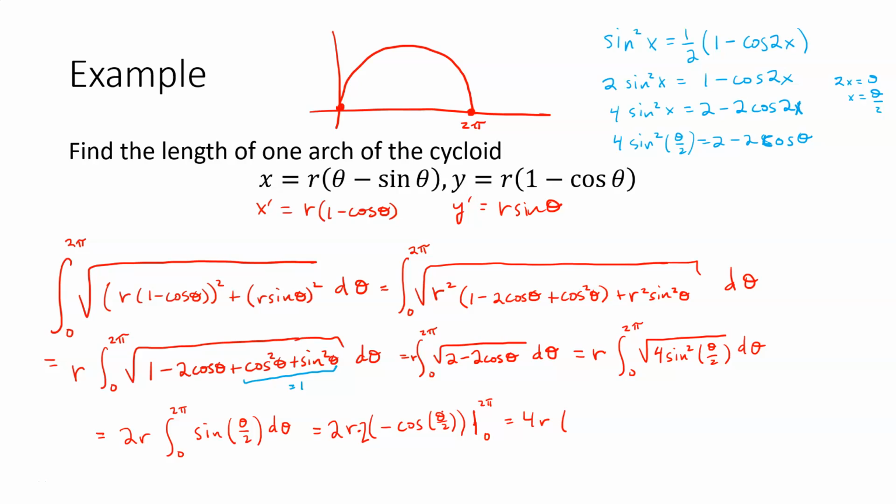Negative cosine of 2 pi over 2 is cosine of pi. So negative cosine of pi, and then minus negative cosine, so plus cosine of 0. Remember, negative cosine of pi is negative 1, so that's 4r times positive 1 plus cosine of 0 is also 1. So there we have it. 4r times 2 is 8r. So that little trick with the trig identity makes that integral a little bit simpler to evaluate.